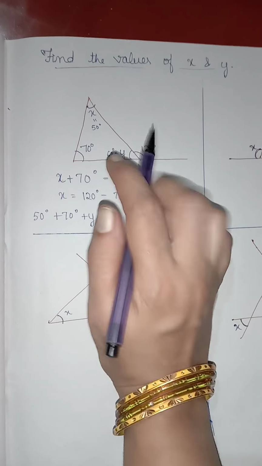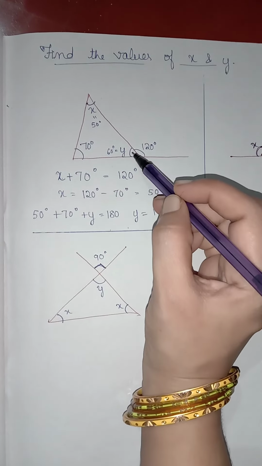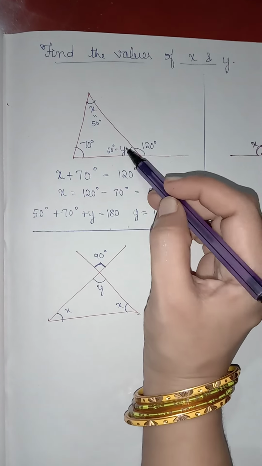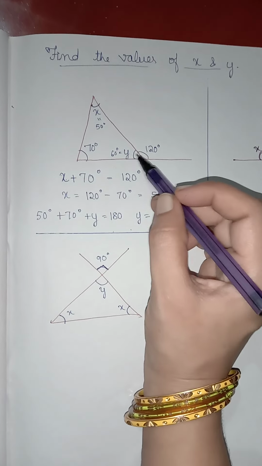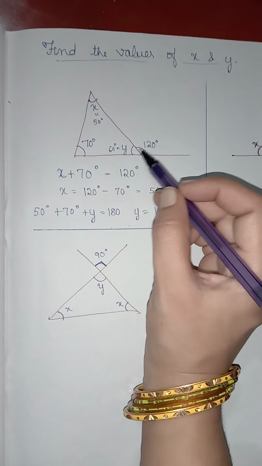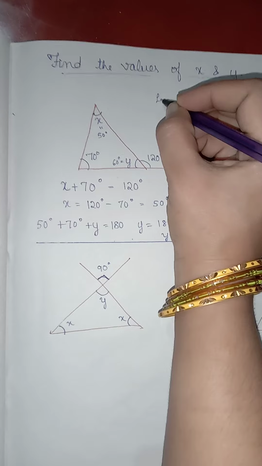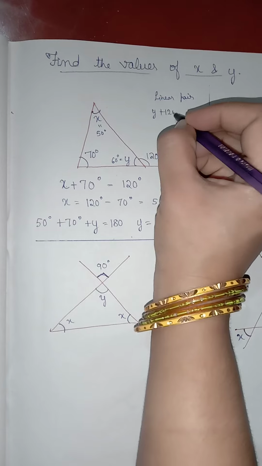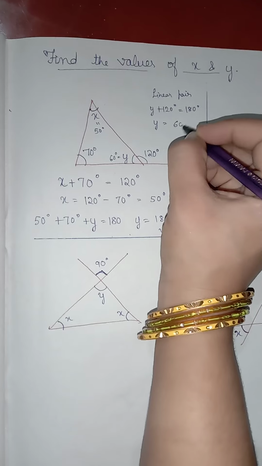To calculate y, you can use two methods. One is using the sum of the three angles of a triangle, and the other method is, see here, angle y and 120 degree form a linear pair. So if you consider the method of linear pair, you have y plus 120 degree equals 180 degree. So y equals 180 minus 120, that is 60 degree.